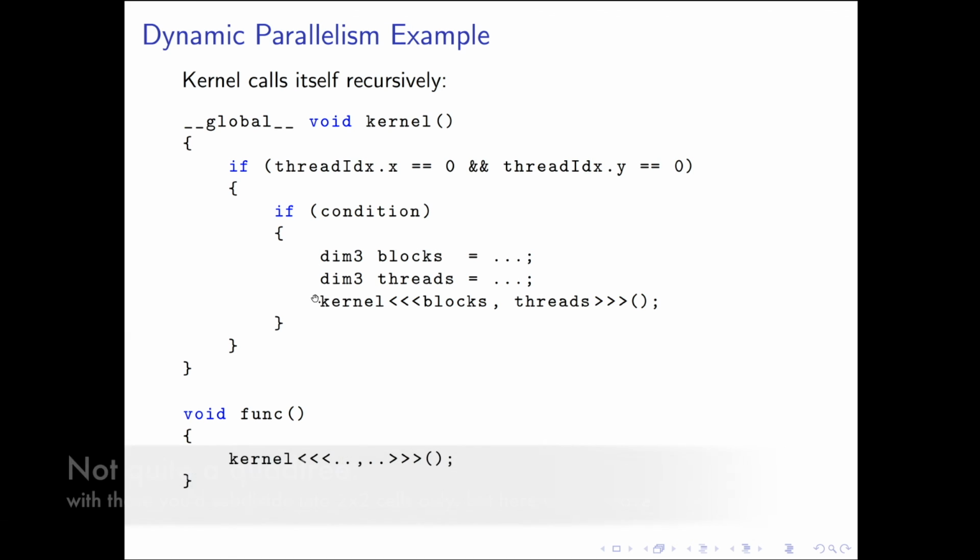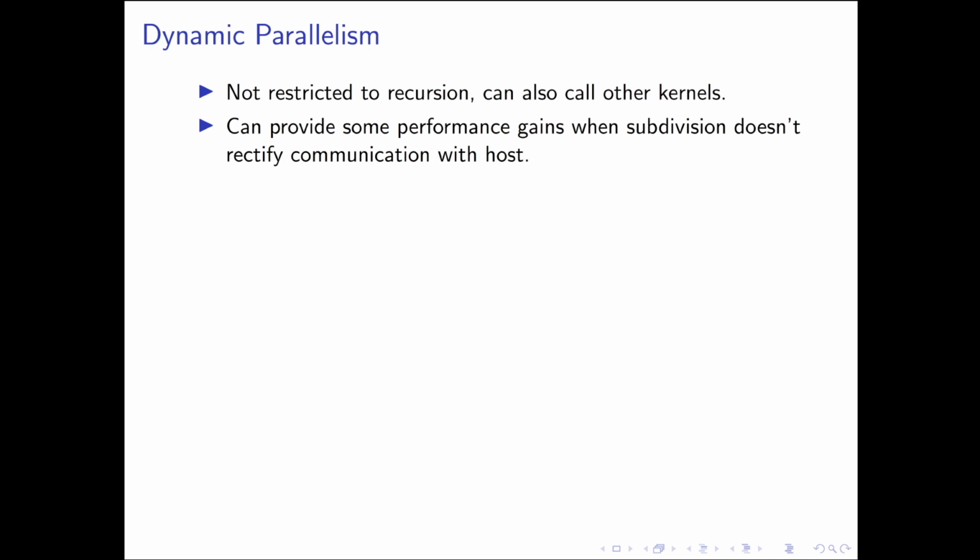So the idea here is that you can basically run another grid of threads without actually having the host involved in this. There are certain situations where this can be quite helpful, in particular when there is some potential performance gain from a different subdivision, but that performance gain doesn't justify a communication back to the host. So the feature is a bit esoteric, but it's good to know that it is there. The example from before showed a recursive kernel call. This is not a necessity, so you could have called any other kernel from within the kernel.